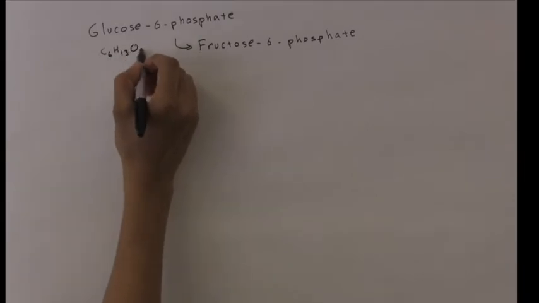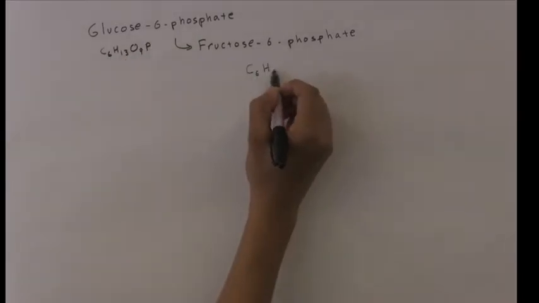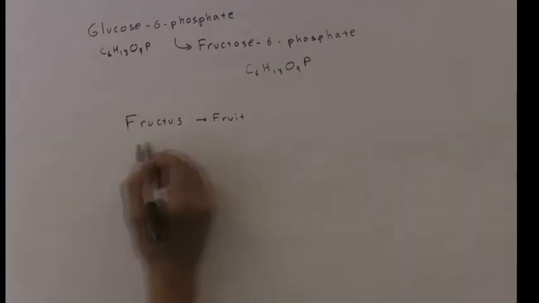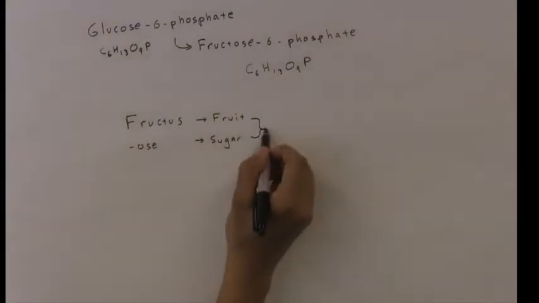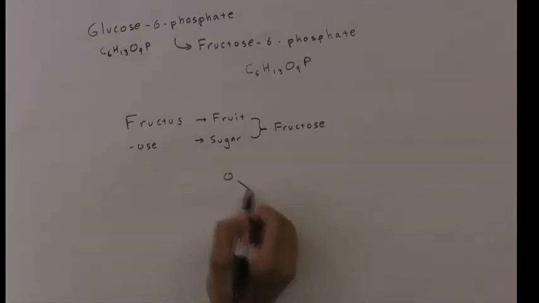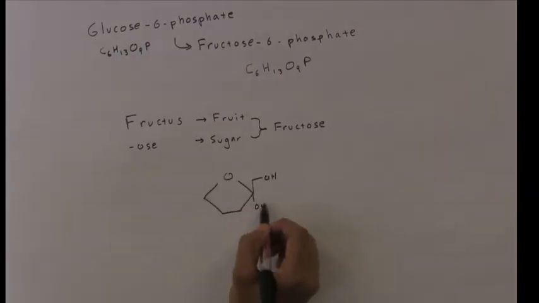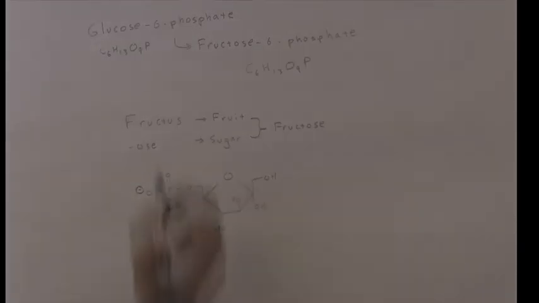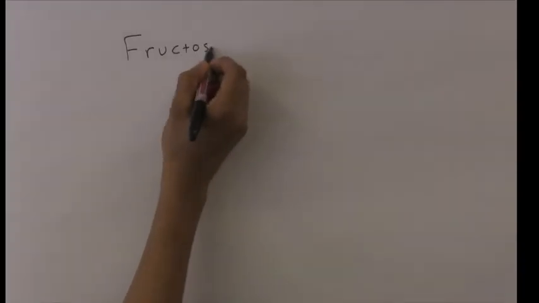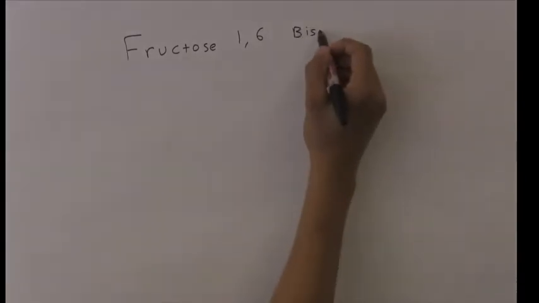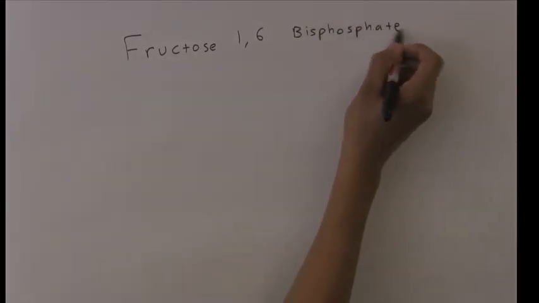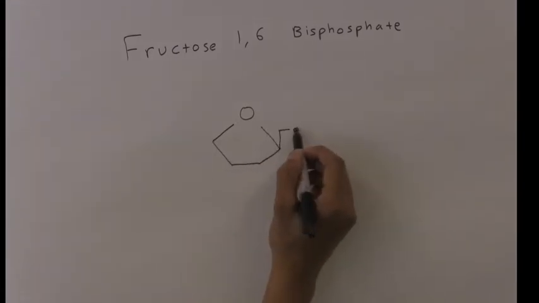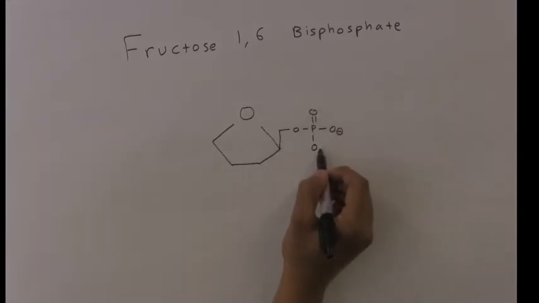The 2 molecules are isomers of each other and have the same chemical formula. The name fructose comes from the word fructus, which is Latin for fruit, since fructose is found in many fruits. The suffix "-os" is used in fructose since it is also a sugar. The last step of the energy investment phase is the production of fructose 1,6-bisphosphate. Just like the carbon atoms in glucose are numbered, the carbon atoms in fructose are as well.